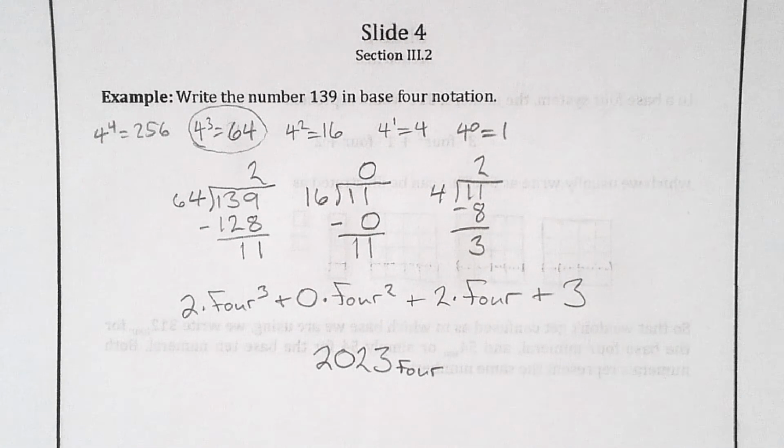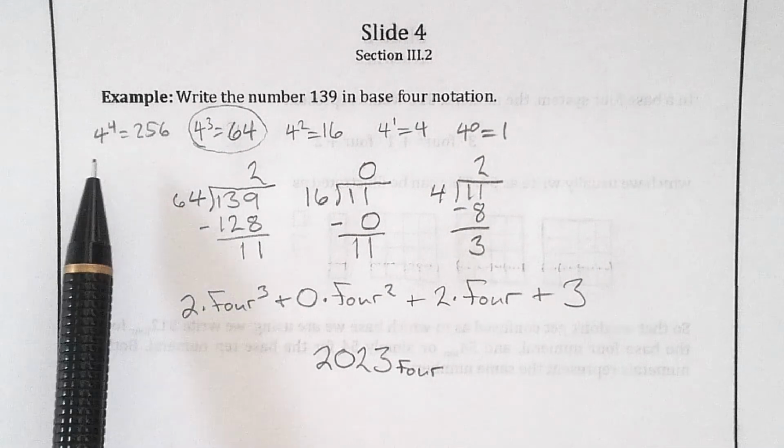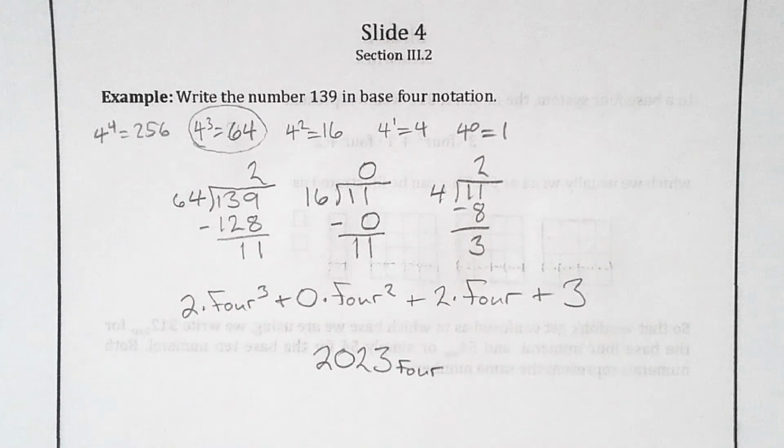And the reason I couldn't do this using pictures is because it requires 4 cubed, and I can't draw a picture of that. That would be a cube. If I had manipulatives, maybe I could do that. 4 to the fourth, of course, I wouldn't be able to do even with 3-dimensional manipulatives.